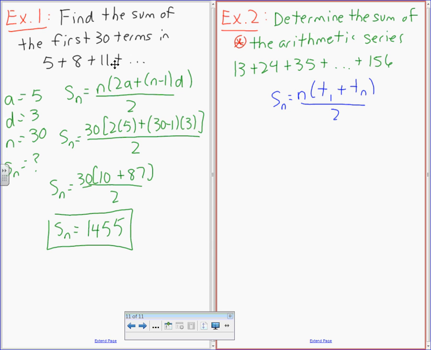I know that T1 is equal to 13. Tn is equal to 156. The problem is I don't know n. I don't know Sn. Now someone other than Luke here, be brave. How am I going to find n? Tick, tick, tick. How am I going to solve for n? Is it possible? Yes, it's possible. How do you solve for n?